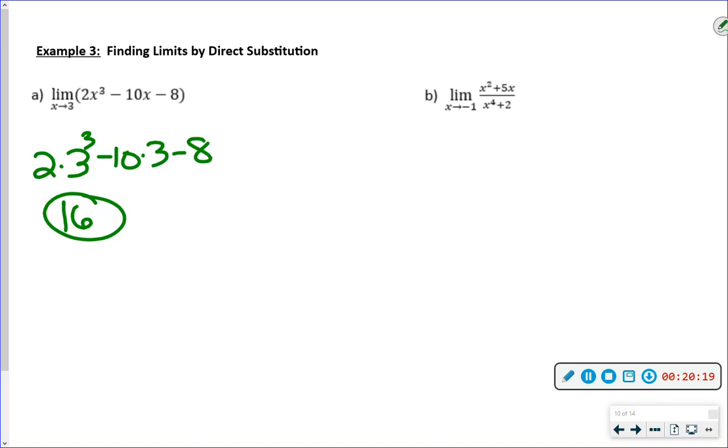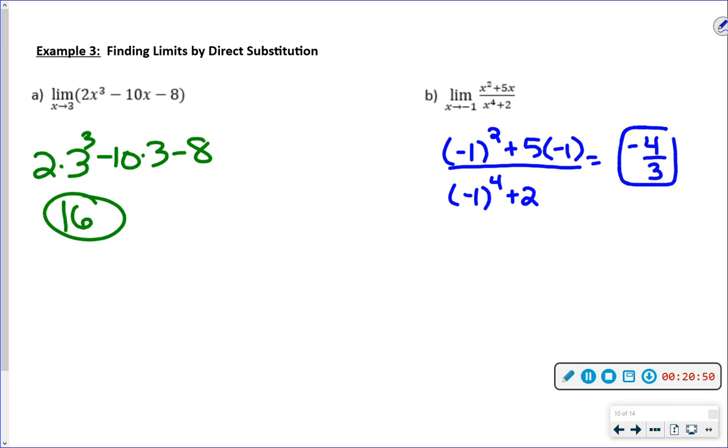Okay, B. Can we use direct substitution on B? Yes, it is a rational function. Remember, they're not all going to work. We're getting into that. Rational function, a fraction, we can do it. So we're just going to put in negative 1 for the x's. So we're going to math it out. What lovely, fine fraction answer do you get for this? Negative 4/3. Perfect.